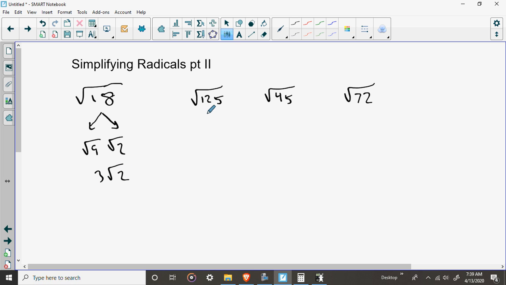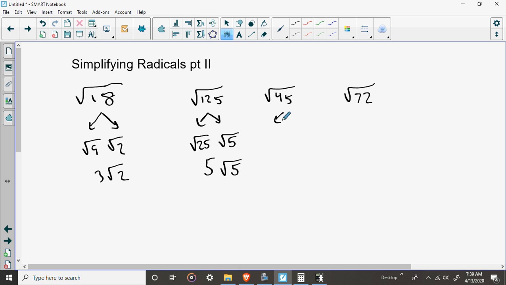Okay? 125. Again, I know you're thinking big number, but again, 25, right? That's $1.25 if you grew up in a different generation. Square root of 25 times 5. 25 times 5 is 125, right? What's the square root of 25? 5.